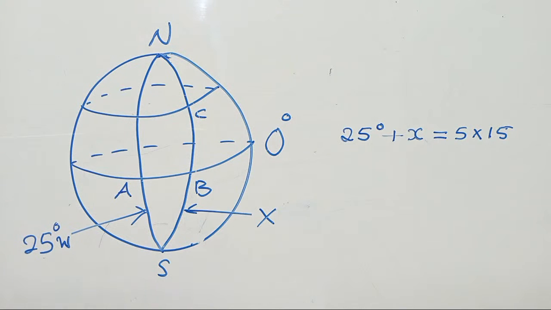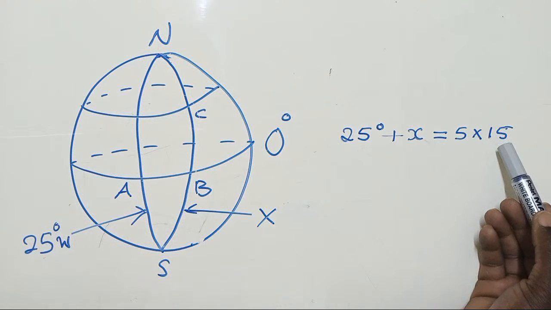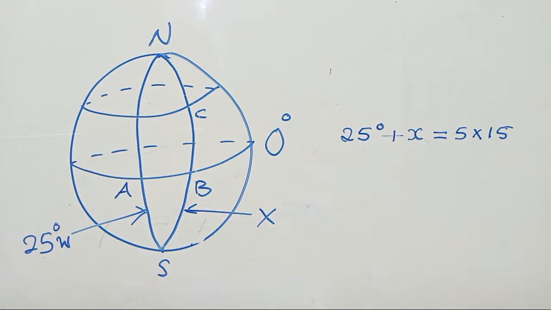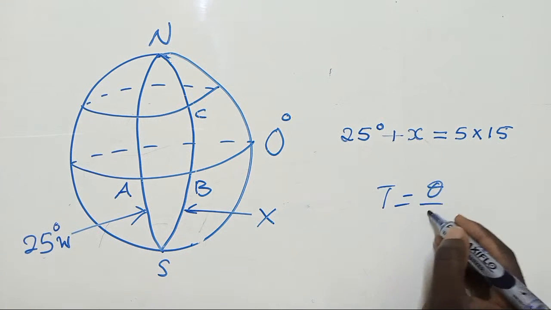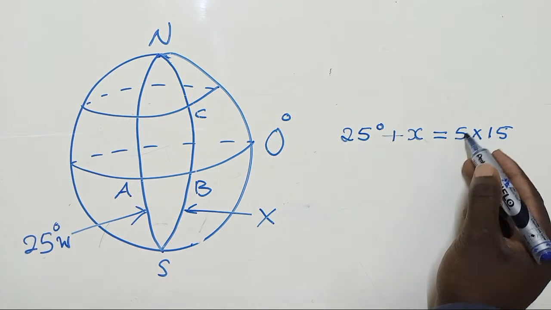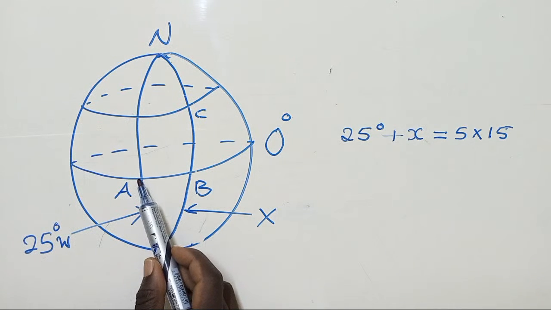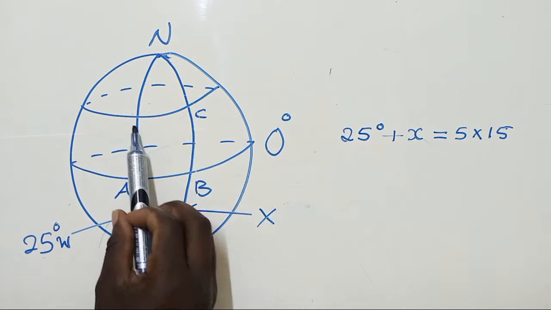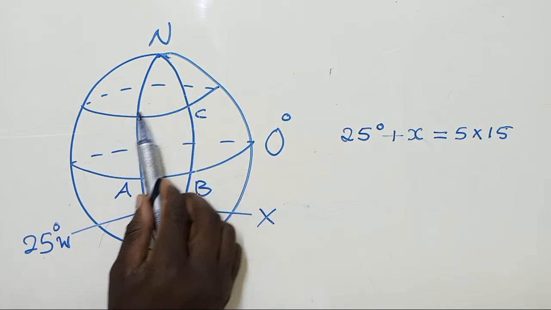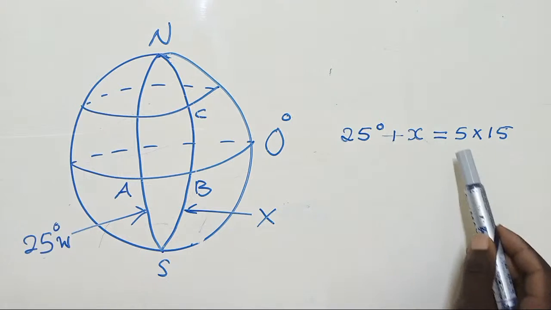So where did I get this 15? 15 came from the formula for finding time difference, which is time difference is equal to theta over 15. So you just write 15 here, and this 5 is coming from what you've been given. They said from point A to point C, going this way, the time difference here is 5 hours. So this is where the 5 is coming from.